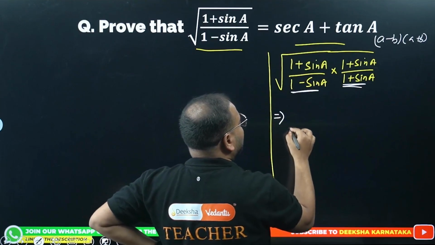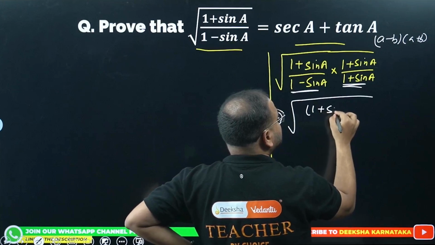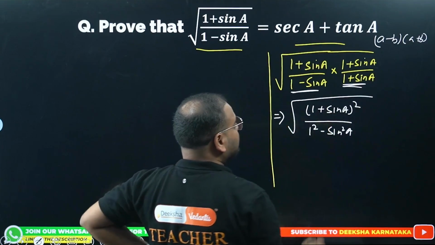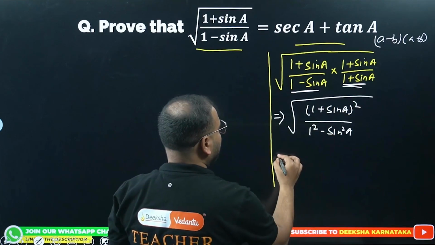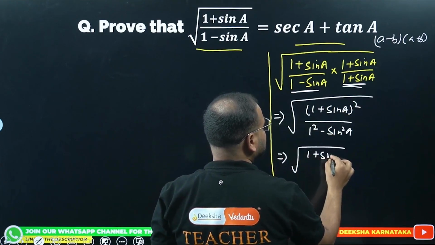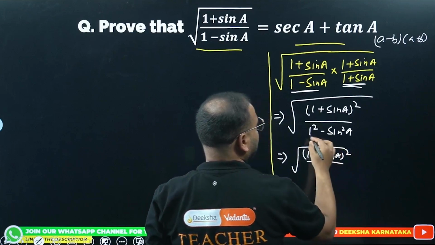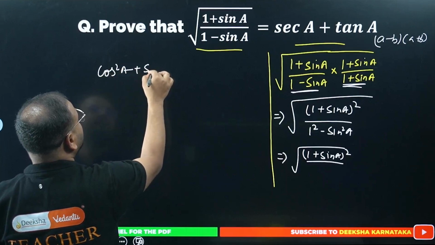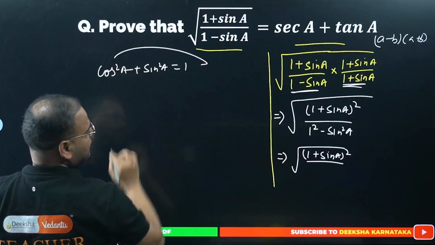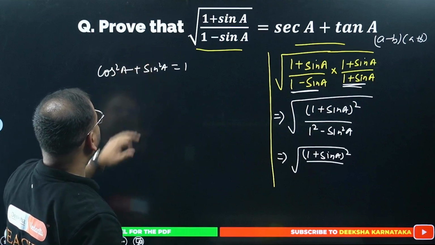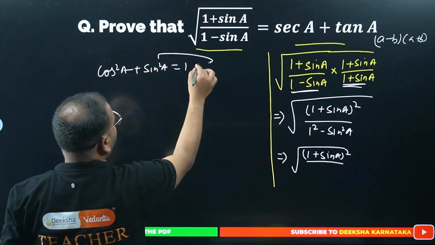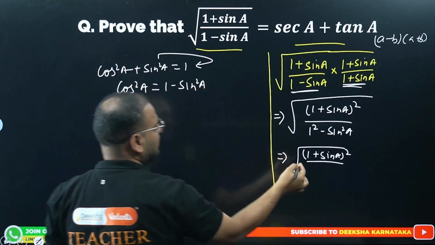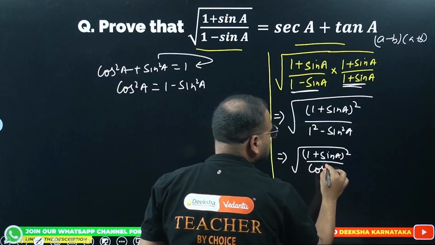So moving on, I'll get this as square of 1 plus sine A upon 1 square minus sine square A. How? A square minus B square, where A is 1 and B is sine A. So I get 1 plus sine A whole square by 1 minus sine square A. Check the identity: cos square A plus sine square A equals 1. Bring sine square over here, and I get cos square A equals 1 minus sine square A. Same thing I'm going to use here: 1 minus sine square A will be just cos square A.